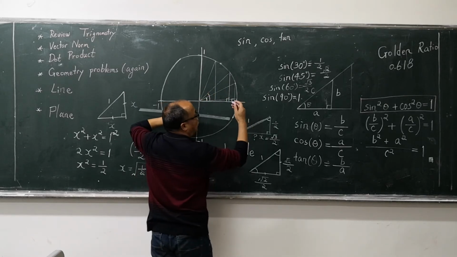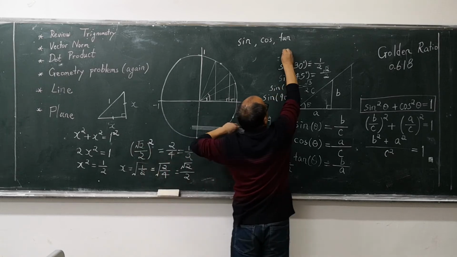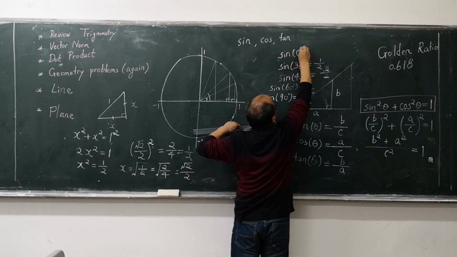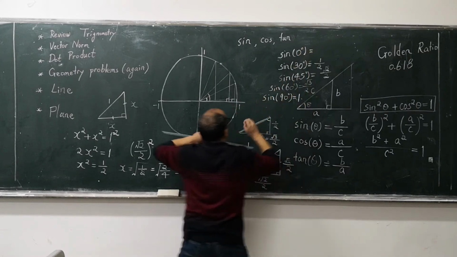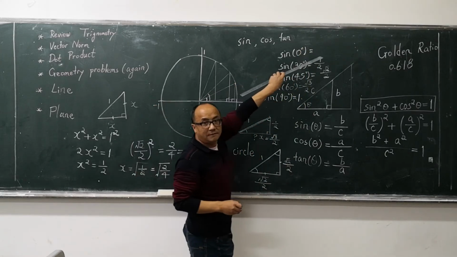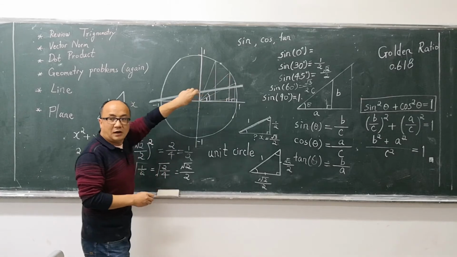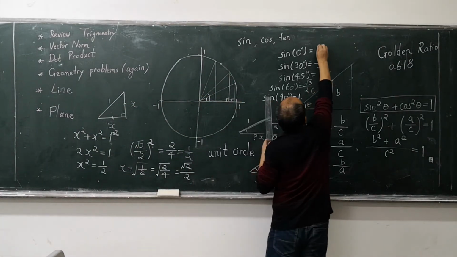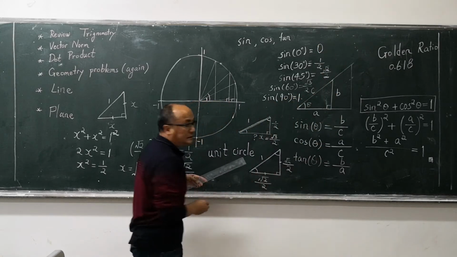Here, so for sine 0, very important. For sine 0 degree, the value is what? 0. The value is 0. Okay, it's 0.